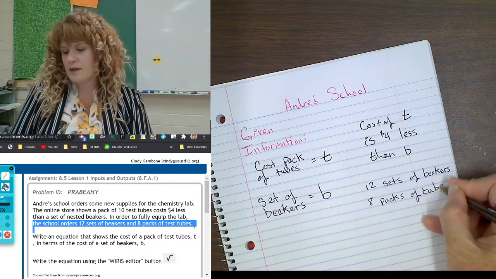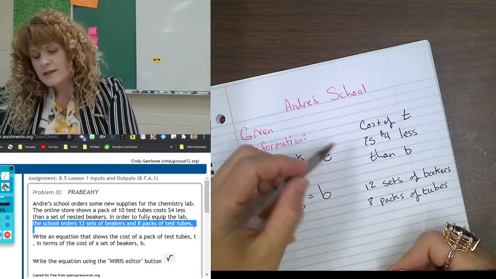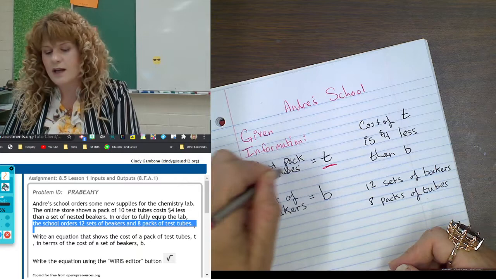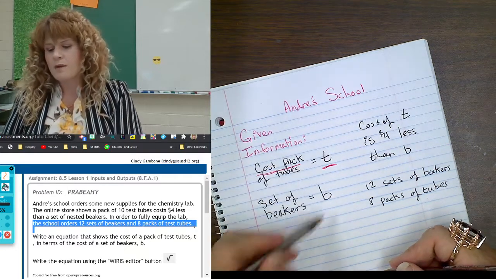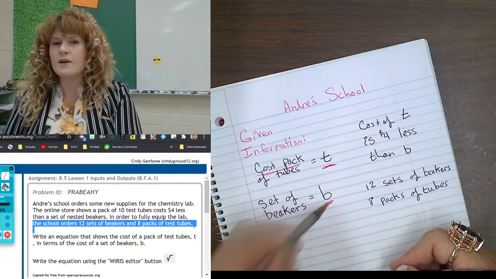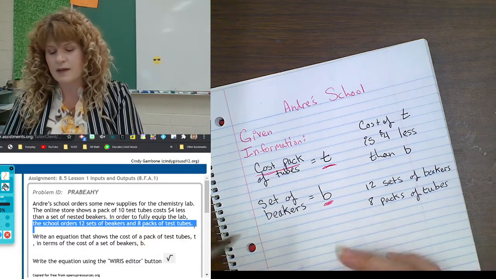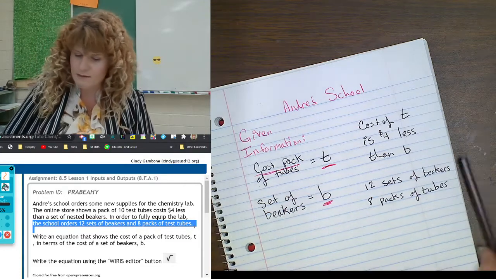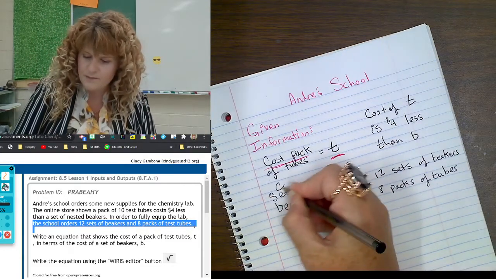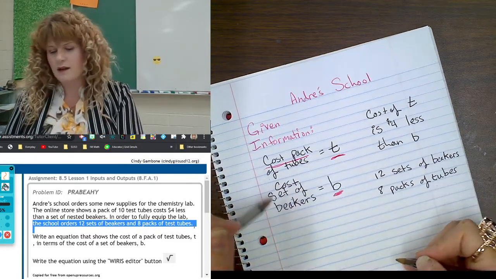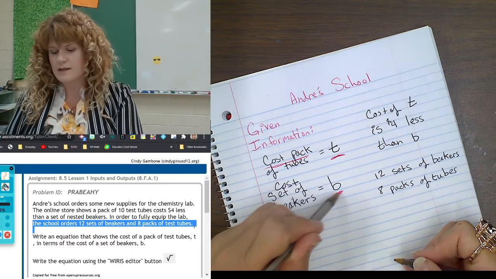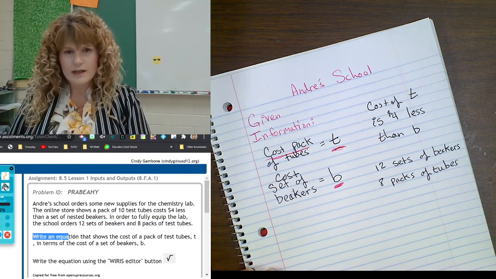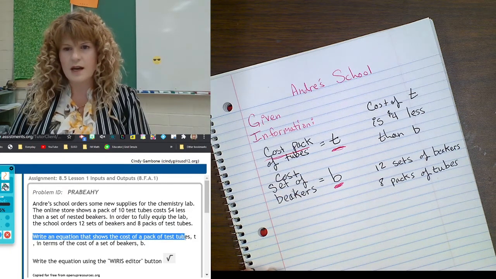8 packs of tubes. Okay, and remember that T is not the number of packs of tubes. It is the cost per pack. Remember that B is not how many packs or sets of beakers. It is the cost of beakers. Oops, I forgot to write cost right here. Cost of a set of beakers. So these are costs.